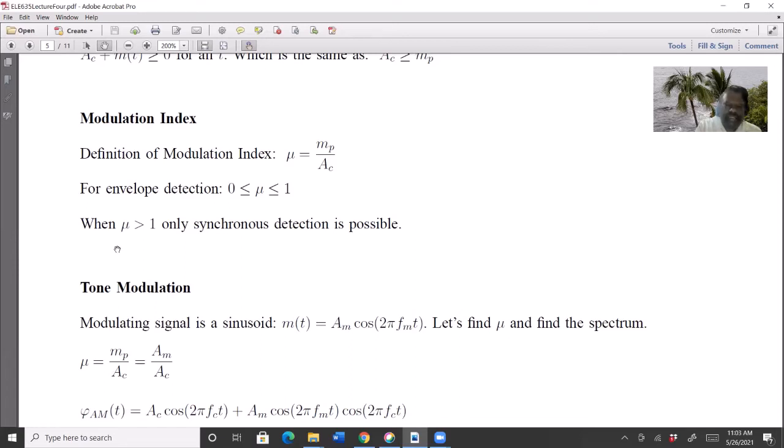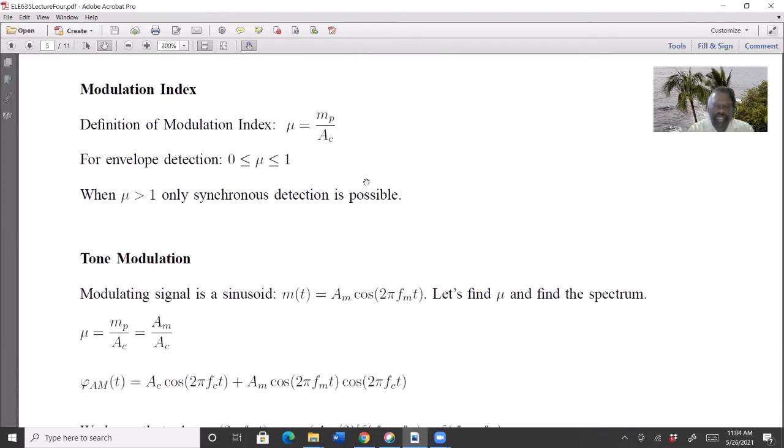Synchronous detection, sorry, for envelope detection, mu has to be less than 1. You see this M sub P over A sub C. For envelope detection, A sub C has to be bigger than M sub P. That means mu is less than 1. If mu is bigger than 1, only synchronous detection is possible. But the law says mu has to be less than 1 for radio stations.